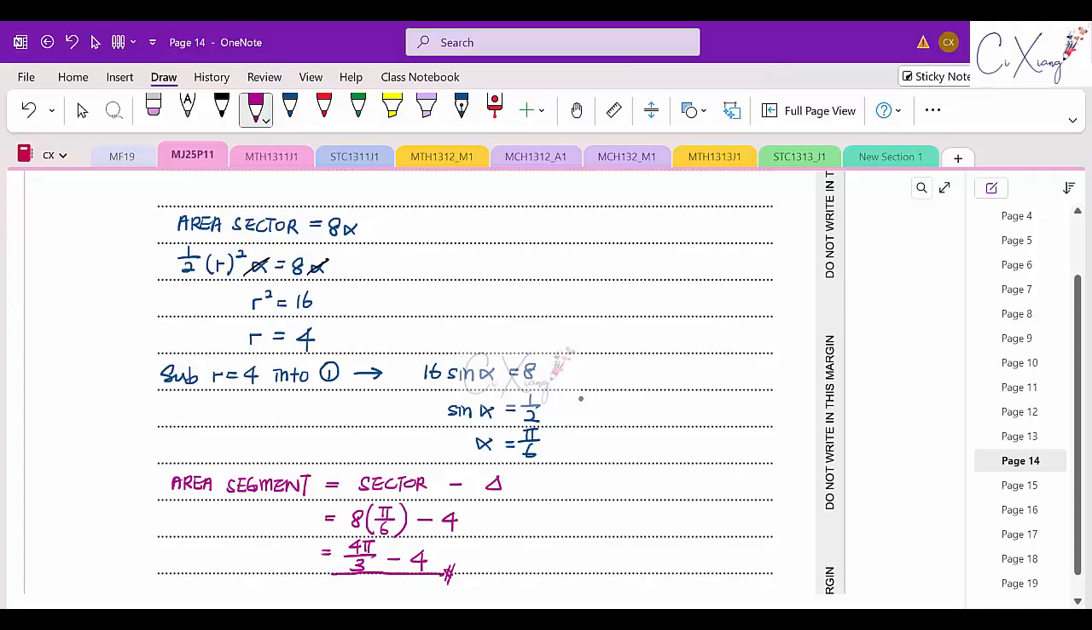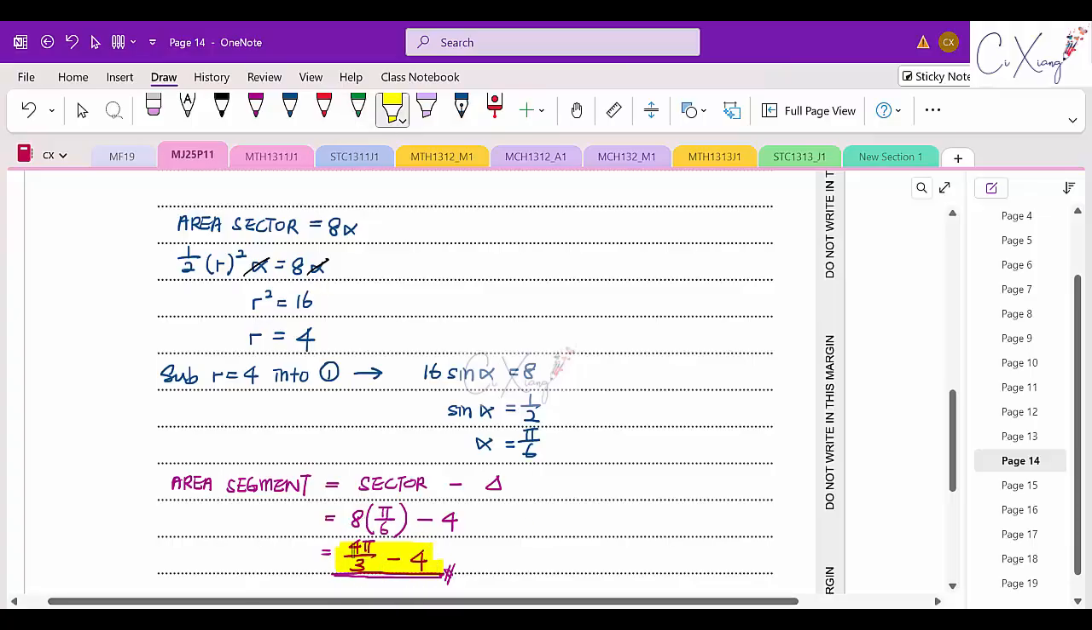And please keep your answer in the pi form because they're asking for the exact area. Exact area means that you cannot keep your answer as a decimal number. So you have to keep it just in terms of pi and also the number. Okay, this is how we solve part A for question number 9. Then let's continue to part B.